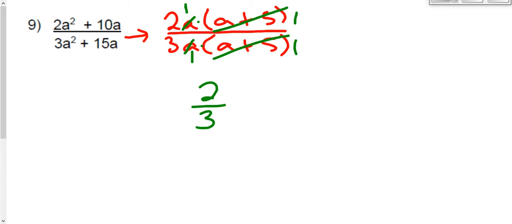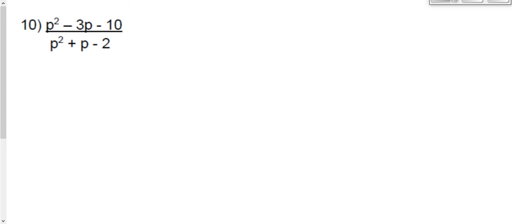Let's go ahead and take a look at question 10. Here we go. Again, I can't cancel common factors unless I factor. I can't cancel things I just see in the top and bottom because they're not being multiplied by the things next to them. So before I can cancel, I have to make sure everything that I've got in front of me is being multiplied, which means I have to factor.